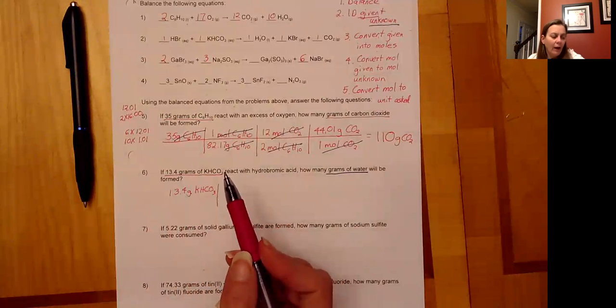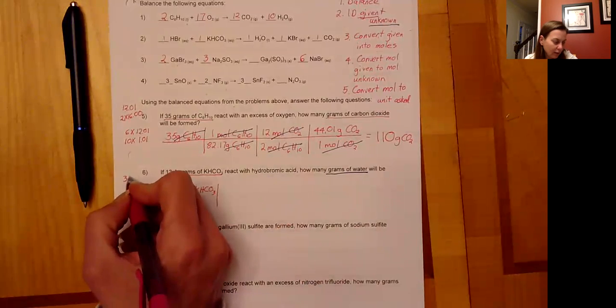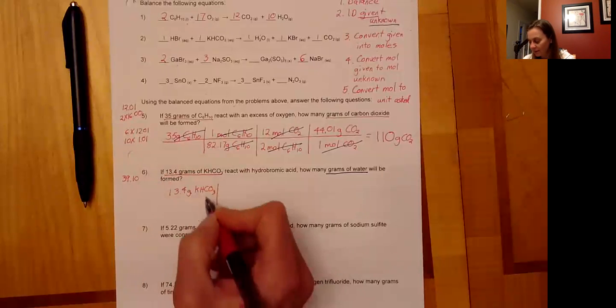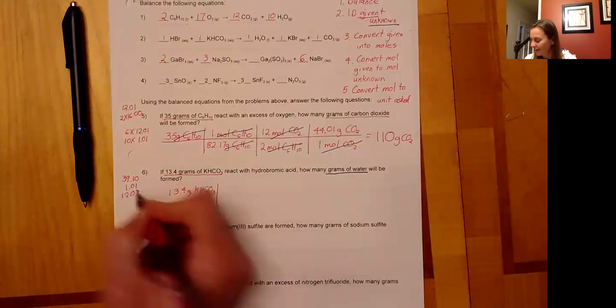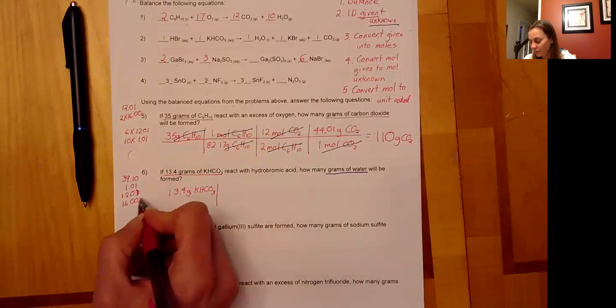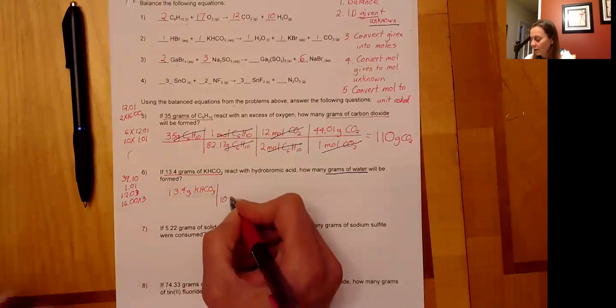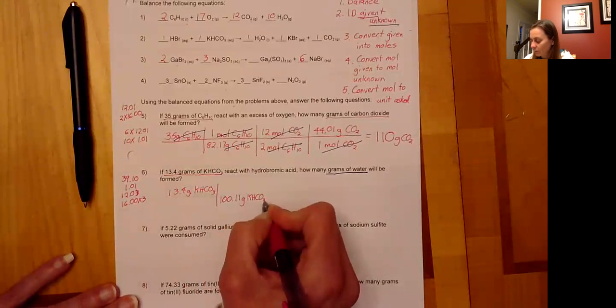And so I'm going to turn to my periodic table, and I'm going to see that the mass of potassium is 39.10, and the mass of hydrogen is 1.01, and the mass of carbon is 12.01, that's a 1, and the mass of oxygen is 16.00, but I have 3 of them, so times 3. And when we add all of that up, we get 100.11 grams of potassium hydrogen carbonate in 1 mole of potassium hydrogen carbonate.